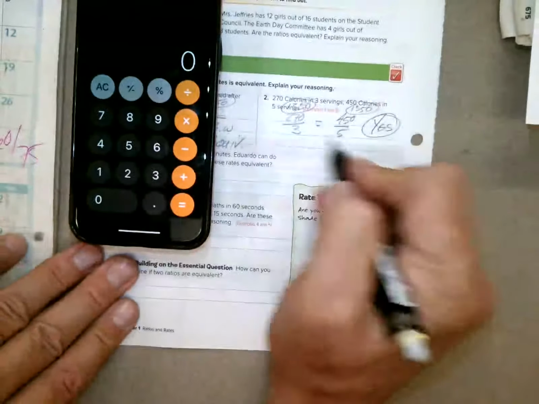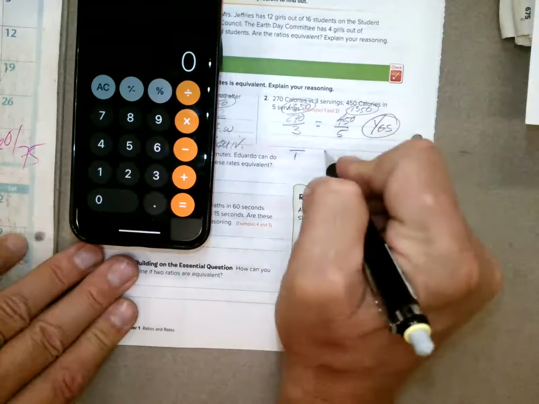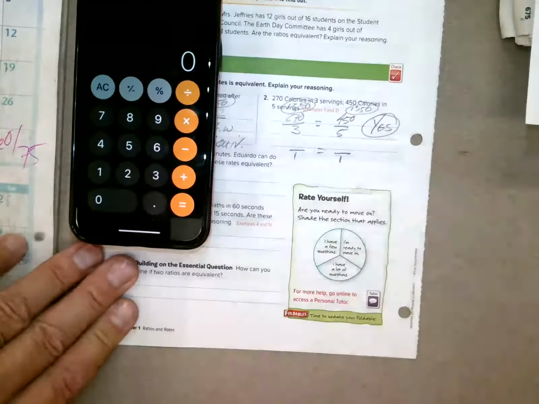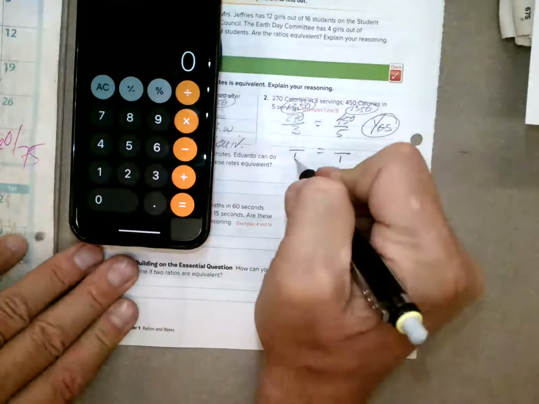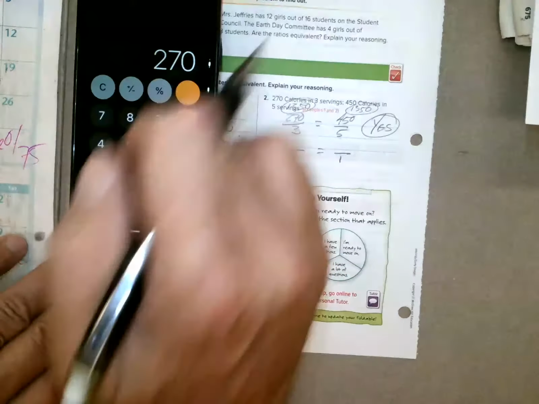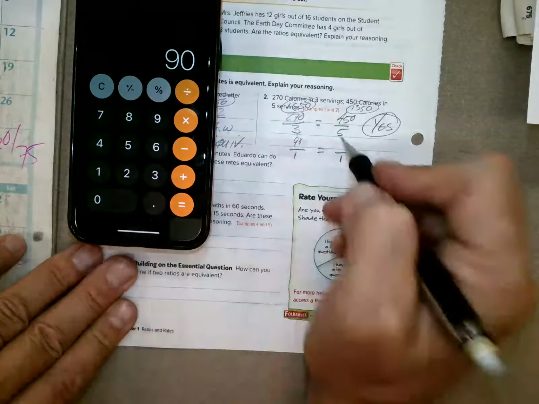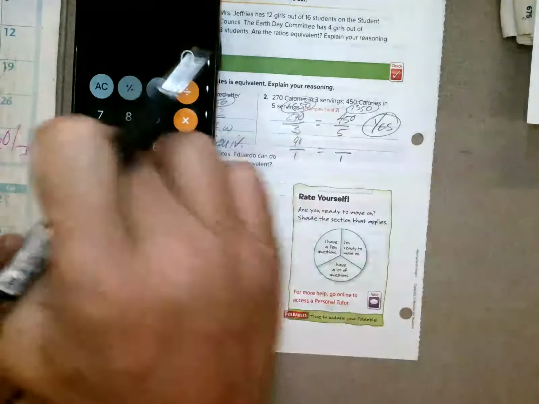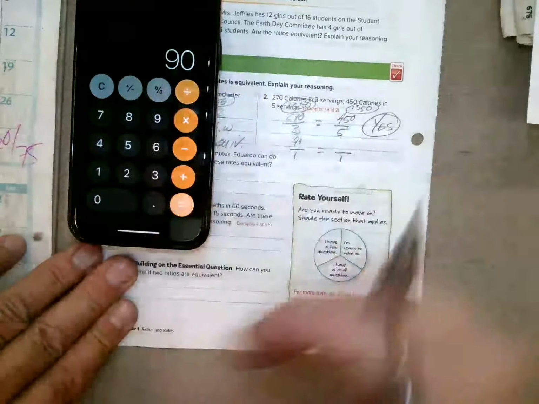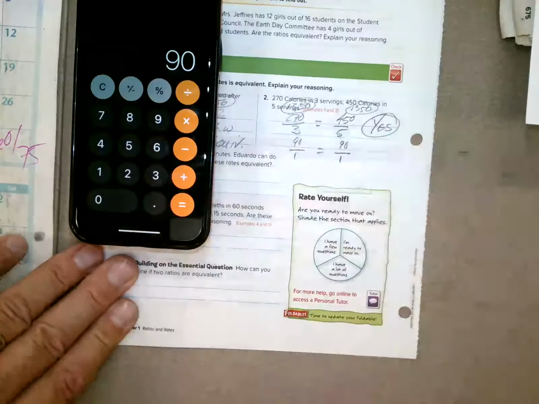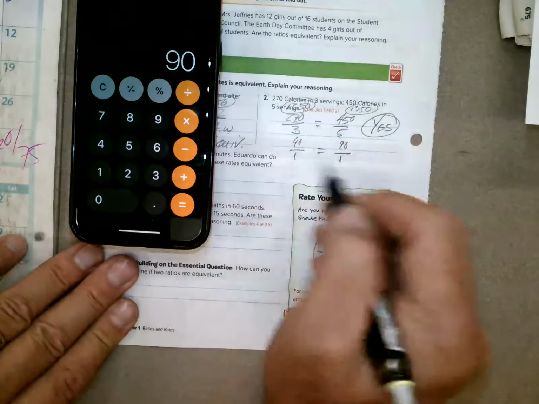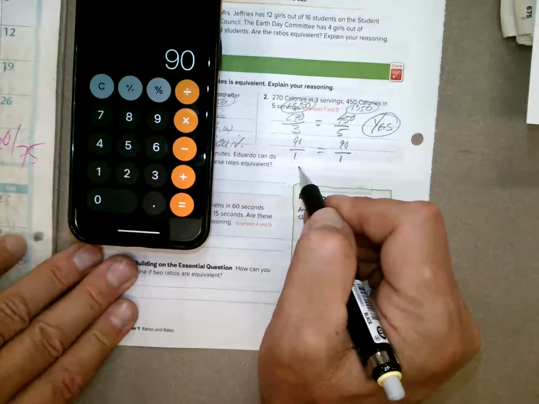Another way to see if they're equal is to take them to a unit rate. Take both of these numbers over 1. Divided by 3 is 1. 270 divided by 3 is 90. Divided by 5 is 1. 450 divided by 5 is 90. So you see that they both are equal that way as well.